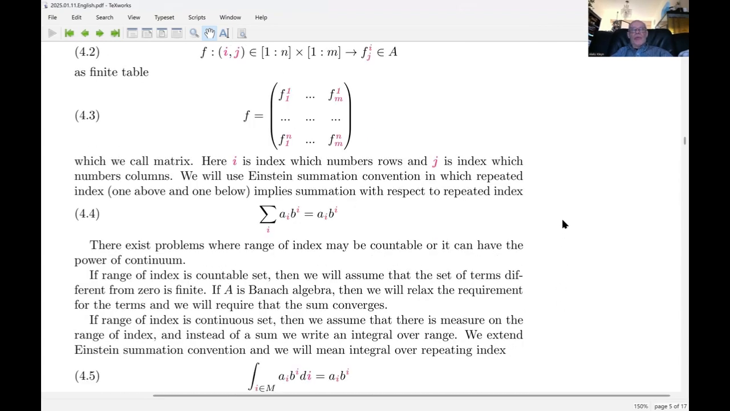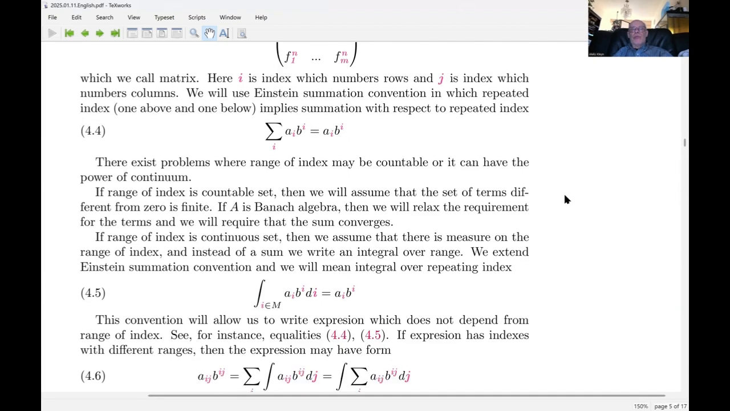There exist problems where the range of an index may be countable or it can have the power of continuum. If the range of an index is a countable set, then we will assume the set of terms different from 0 is finite. If A is a Banach algebra, then we will relax the requirement for the terms and we will require that the sum converges.